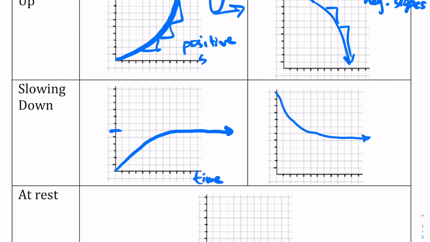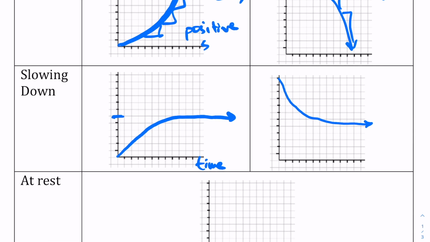And what does it look like if an object is at rest? It means that it is constant position, right? And that could be here, it could be up here, it could be down here. All of those are options, right? All of those would be at rest from different starting positions.